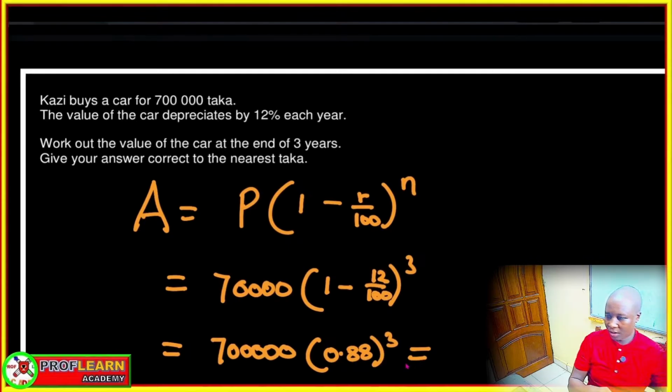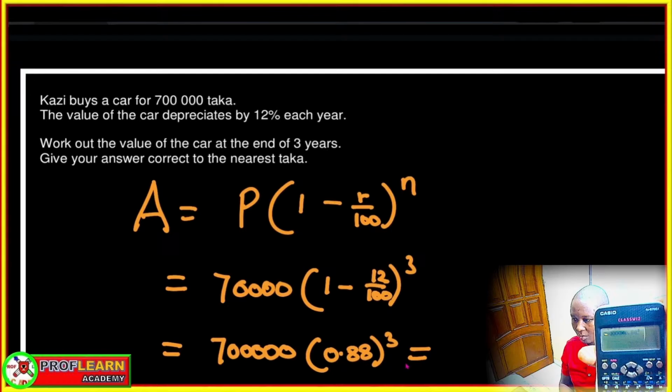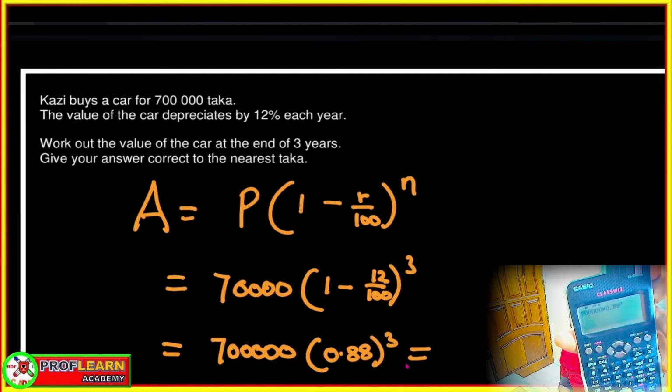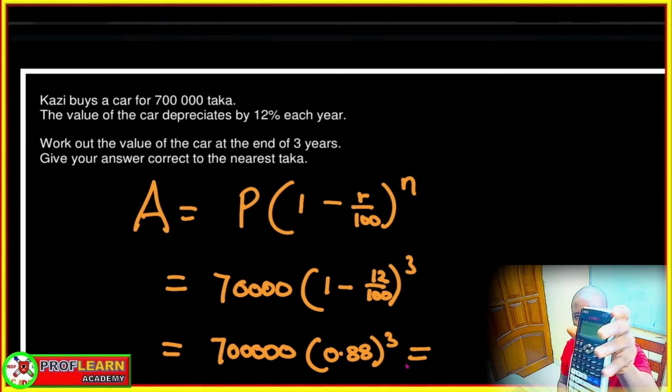We shall put this into the calculator. We see what it gives us. So just also put in the calc. This is going to be 700,000 times 0.88 raised to power 3. This is what I've placed inside the calculator. Can you see that? Then equal sign.